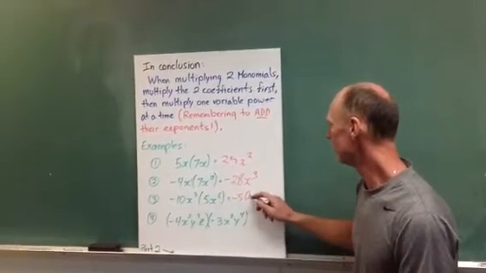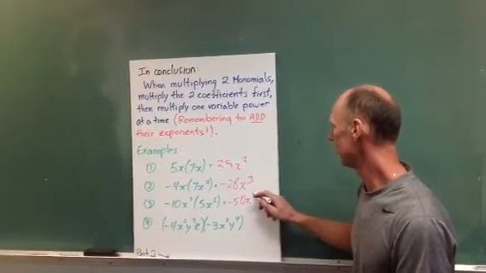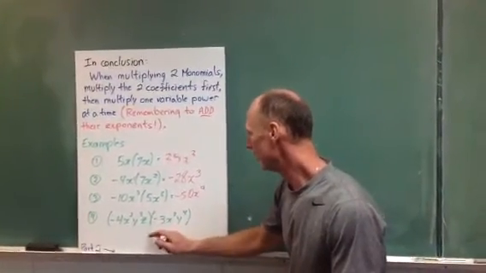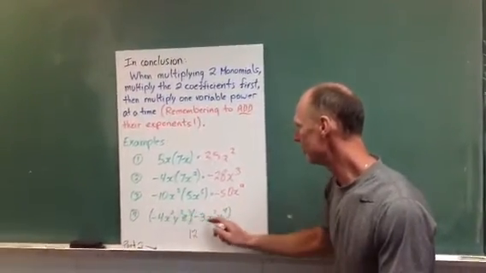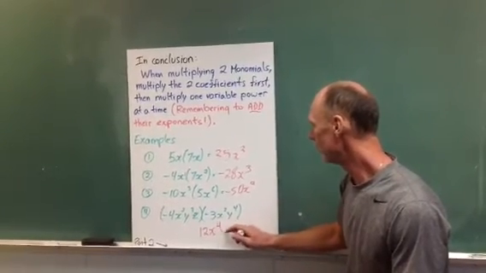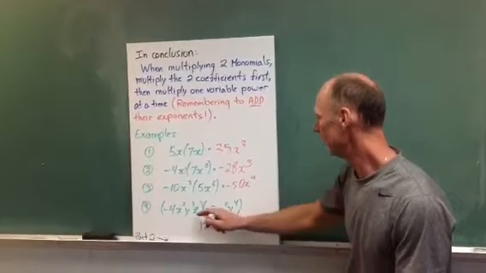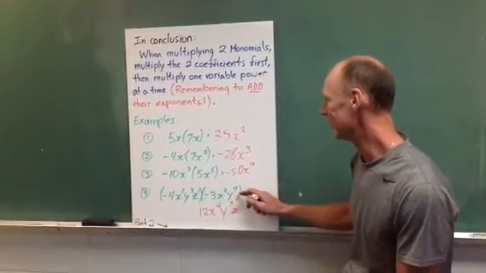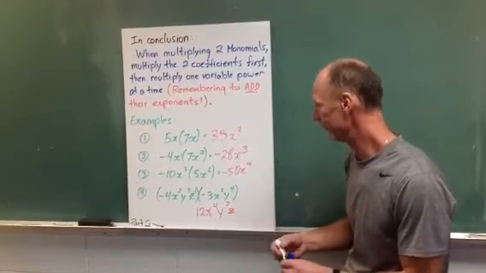x to the 3 times x to the 6, 3 plus 6 is 9. Done. And finally this one, negative 4 times negative 3 is positive 12. x to the 2 times x to the 2 is x to the 2 plus 2, which is 4. y to the 3 plus 4 is 7. And we have z times no more z's is still z, or z to the 1 and z to the 0, which is still z to the 1.